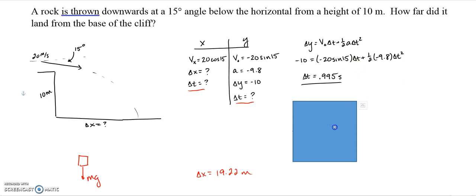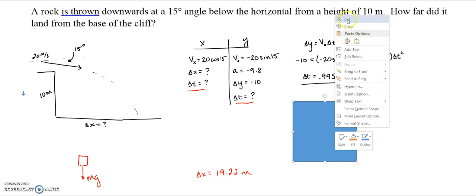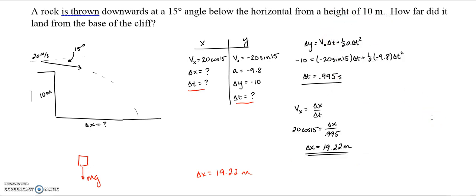Once you get your time, then you're going to look in the x-plane. And since the x-plane is constant velocity, we only have one equation, and that's the equation for constant velocity. So I'm just going to sub everything in, solve for delta x, and I get my 19.22 meters.